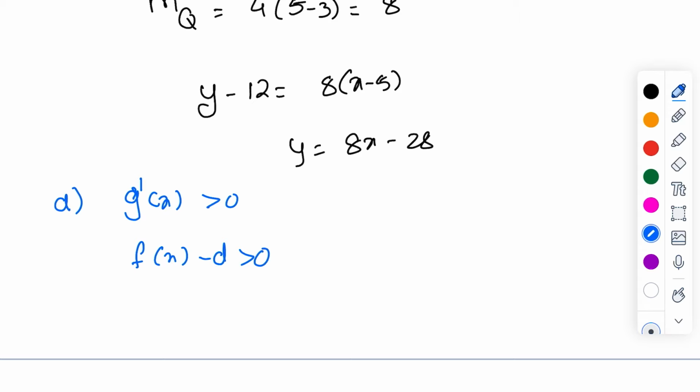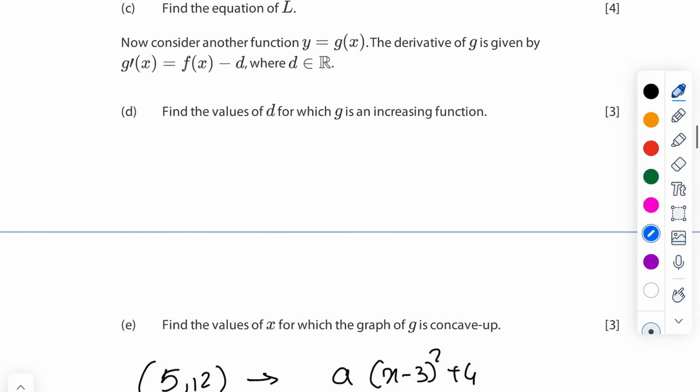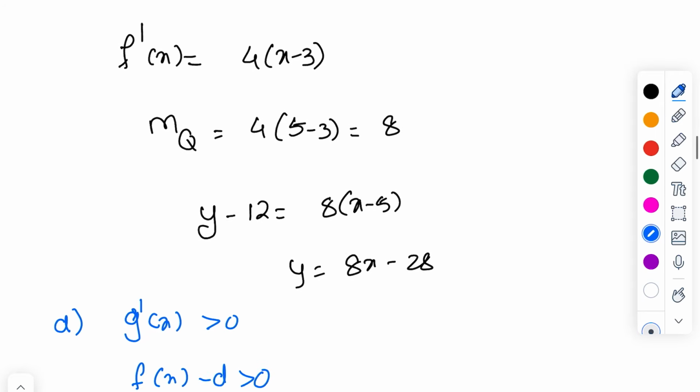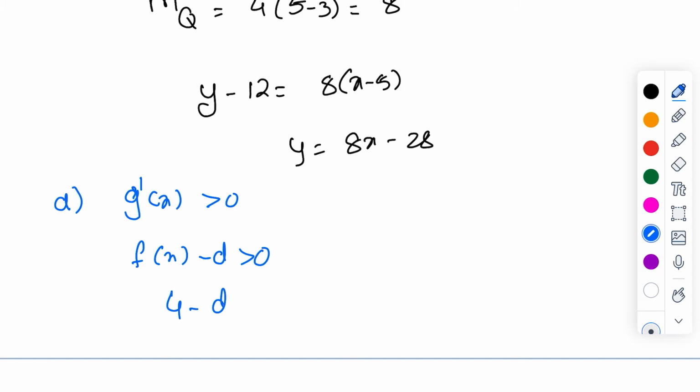So f of x, when I see this vertex, this distance is nothing but how much? 4. That distance should be greater than 0. So 4 minus d should be greater than 0. So 4 is greater than d, or else d should be less than 4. Then it will always be an increasing function.